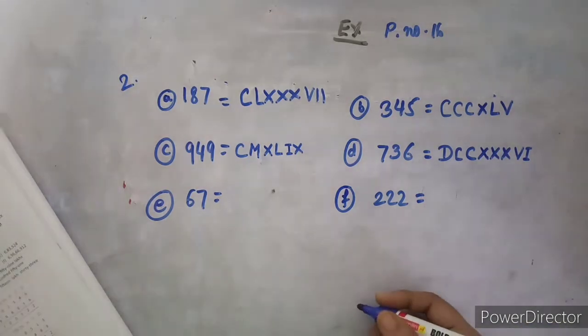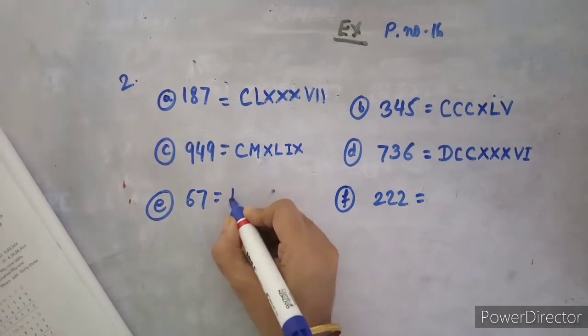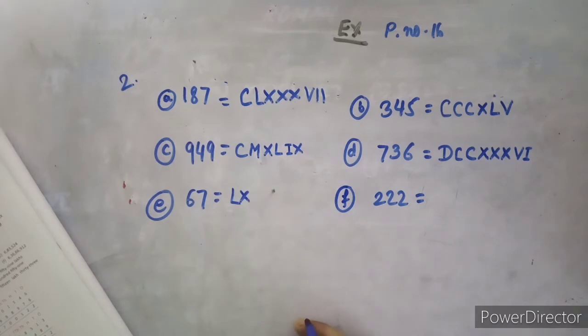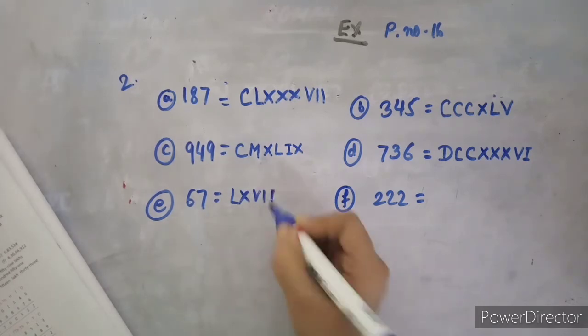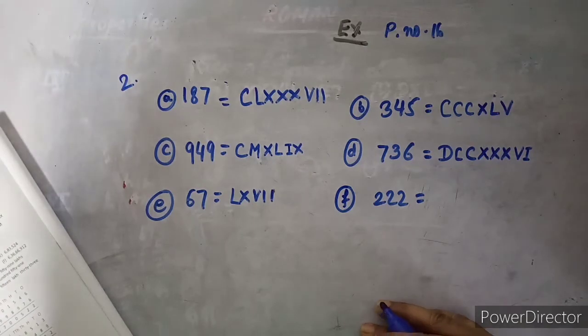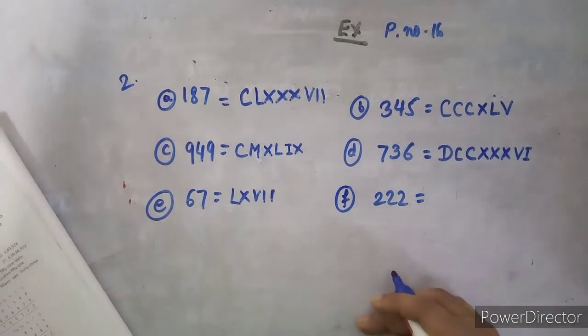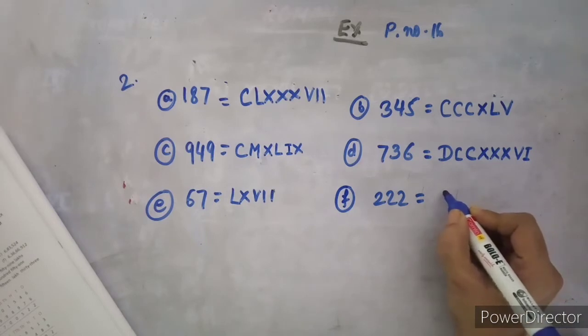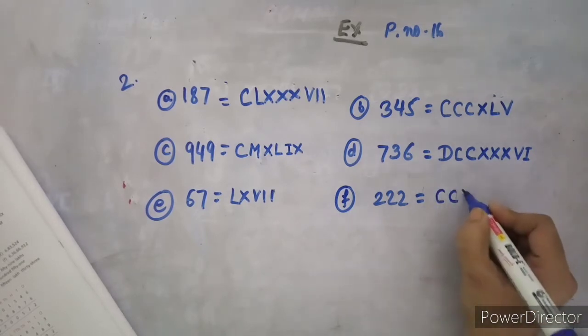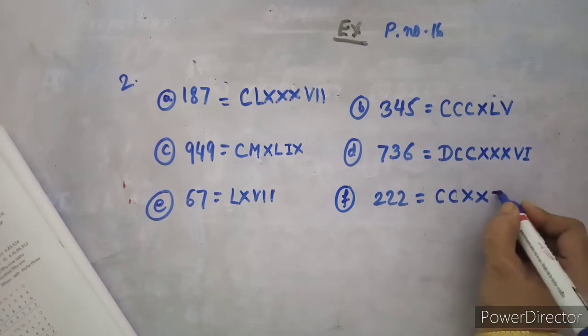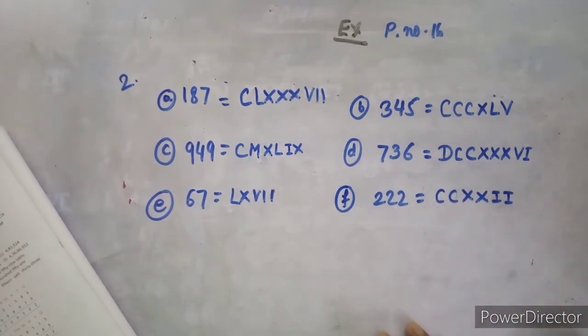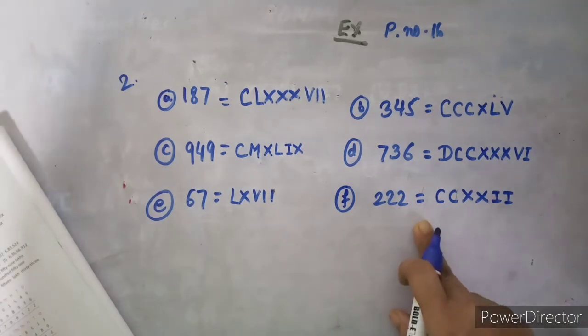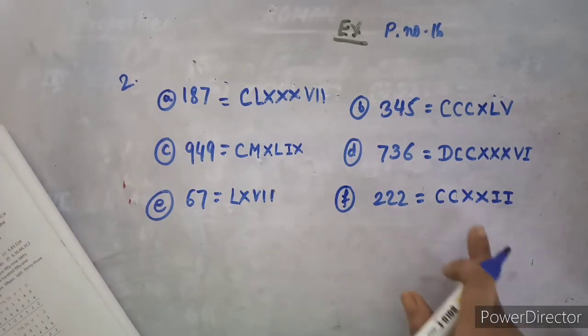Now go to 67. 67 means what? 60 means L and X. This is 60, okay, and 7. Okay, this is 67. The next number is 222. 200 is CC. 20 means 2 X's. 22 means 2 I's. So this is your Roman numeral for 222.